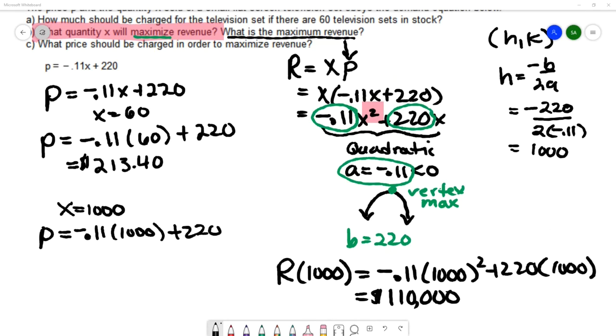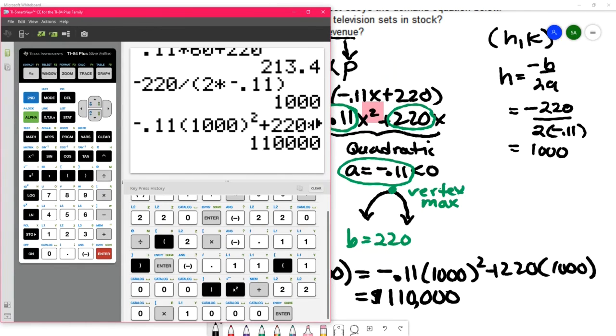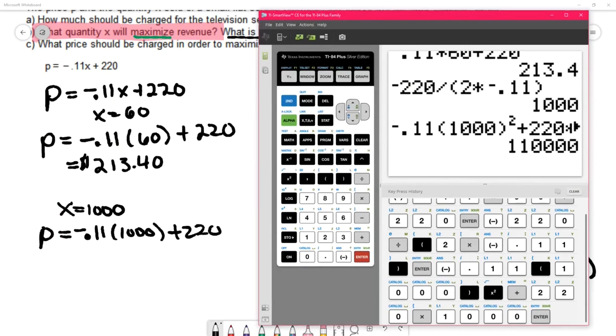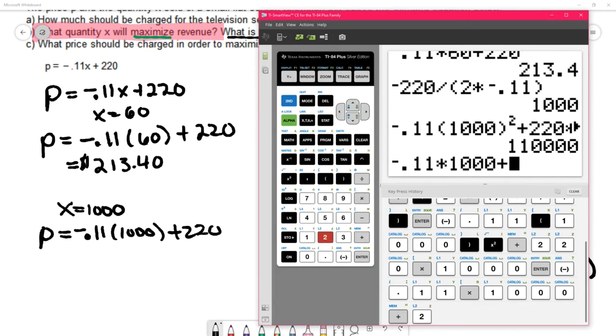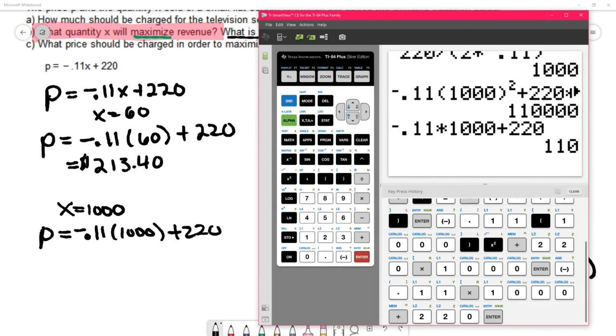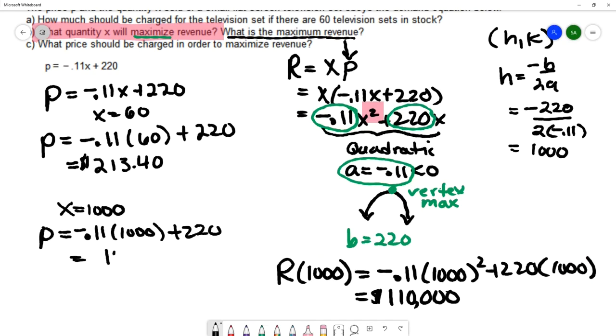Once again, I'll use my calculator to help me. We have negative 0.11, that's 11 hundredths, times 1,000 plus 220. And that gives $110. So we should charge $110 in order to maximize the revenue.